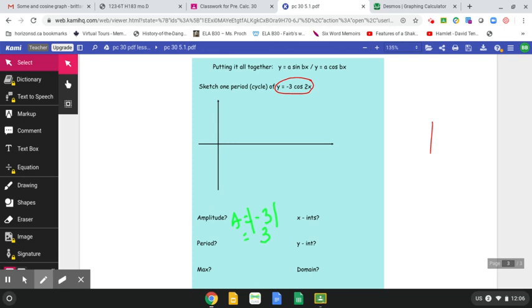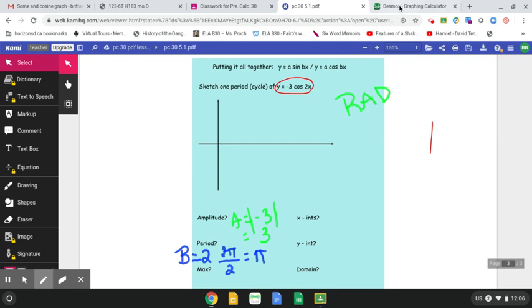Good. Period. We're going to deal with radians. I don't know if you can see that. So period, what's B? Period always deals with B. B equals 2. So in order to figure out the period, you always go 2 pi divided by B, which is 2, which is just pi.